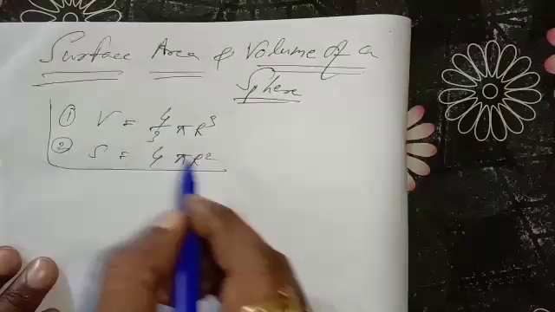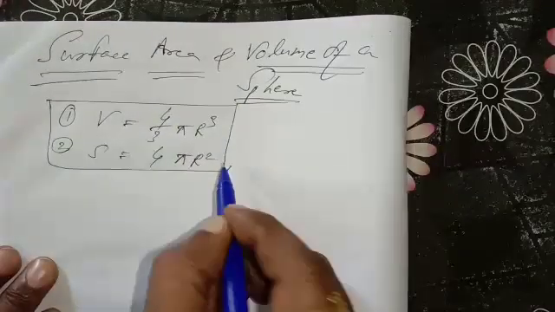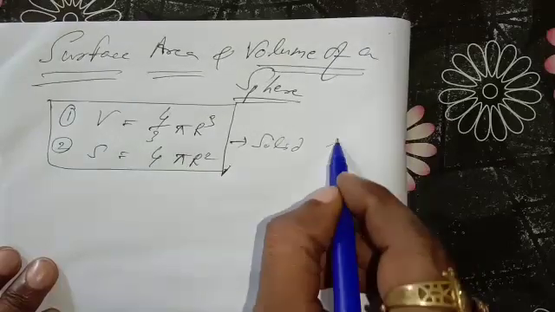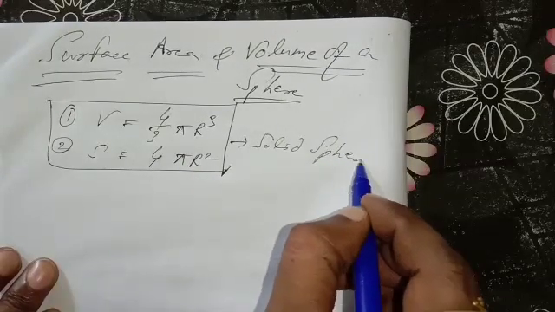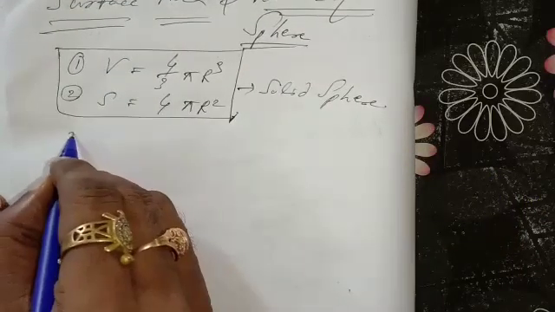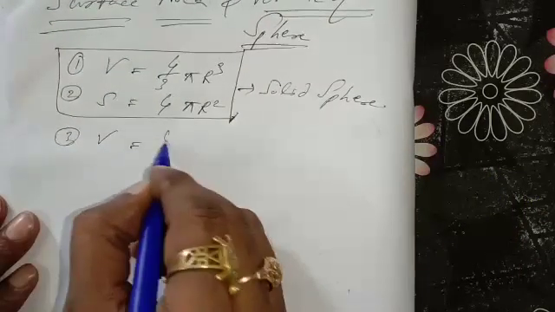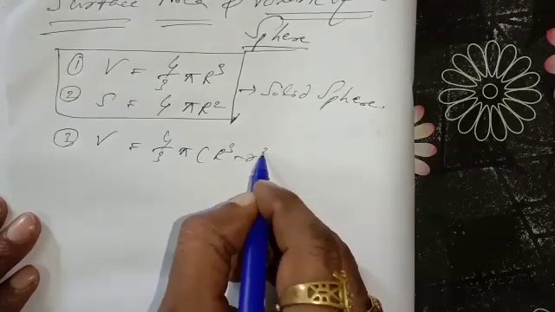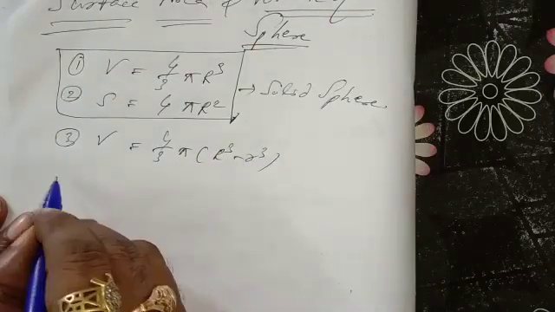These two formulas you have to apply for a solid sphere. But in case of a hollow sphere, you have to apply a different formula. In case of a hollow sphere, the volume formula is 4 by 3 pi, R cube minus r cube. Clear?